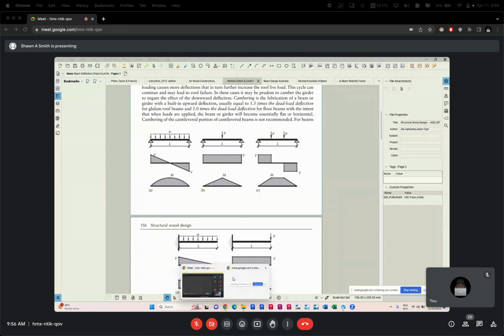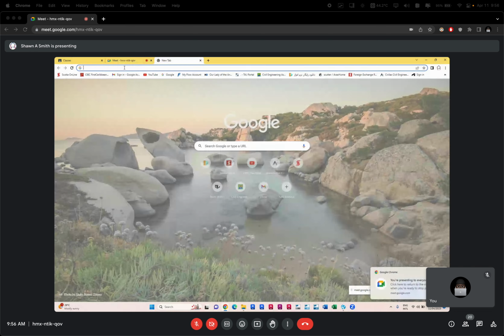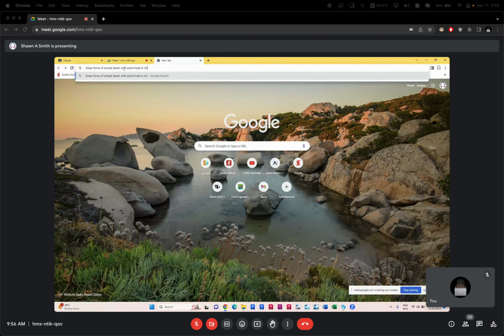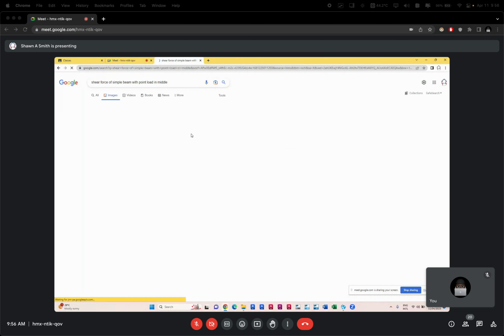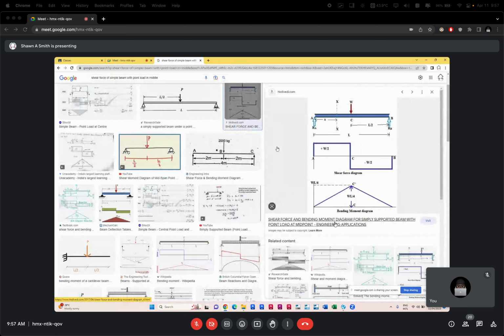But you can verify that if you want. Let me get one for you quickly. Shear force of simple beam with point load in middle. Okay, see there. So this is what the shear force diagram should look like. So the book actually has it wrong. All right.